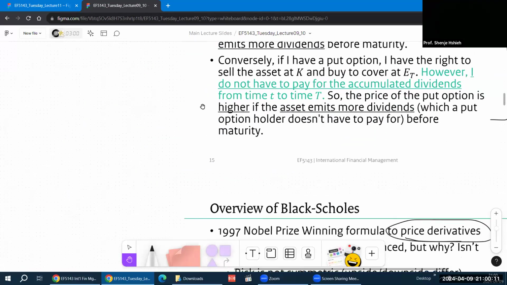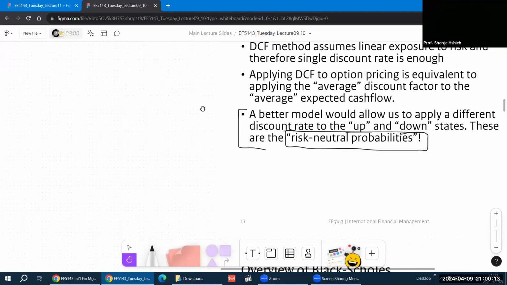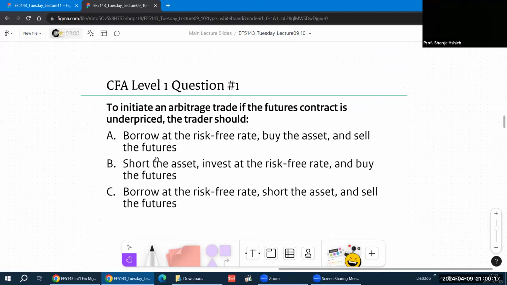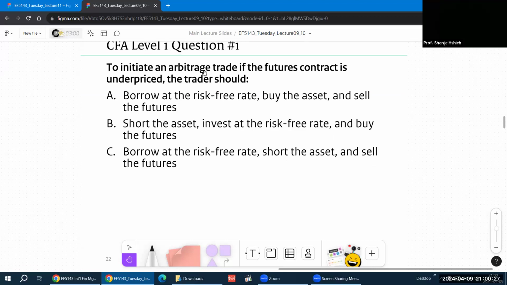Okay, so let me go through these questions quickly because I have them available. These are practice problems just to test your understanding of futures options contracts. Question 1 asks: to initiate an arbitrage trade, if the futures contract is underpriced, the trader should do which of the following?